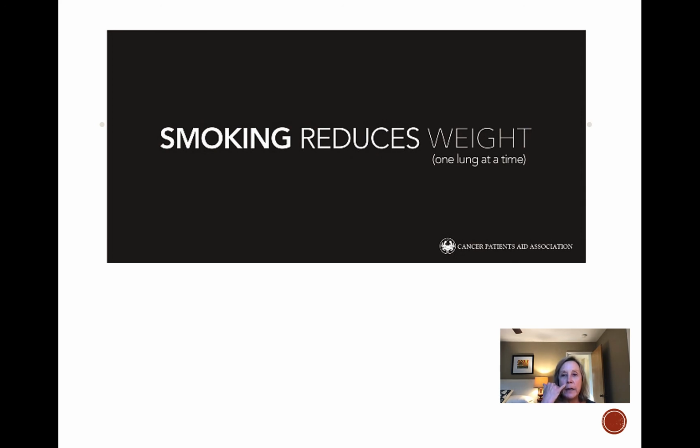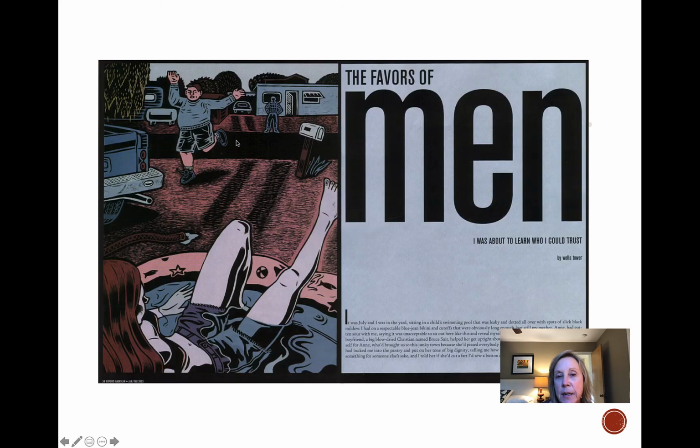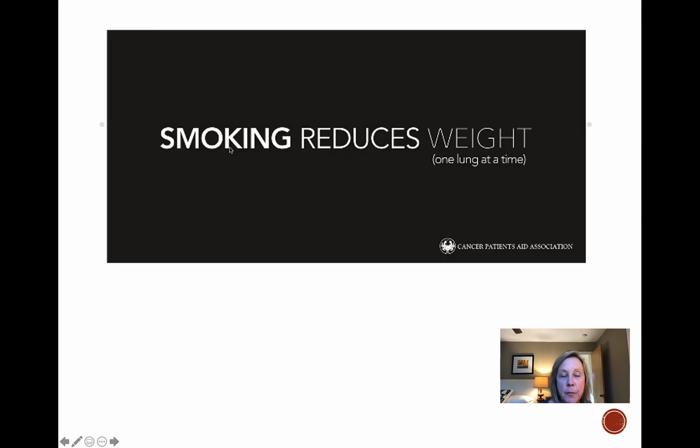Smoking reduces weight one lung at a time. Apologies for the bitmapped, but I downloaded this from the internet and it didn't enlarge very well. These would be solid letters. However, here's a great example, again, of just using type to communicate a message. Smoking reduces weight. Using a sans serif font in three different versions, going from heavy to light, right? The type is losing weight, and that's communicating the message.